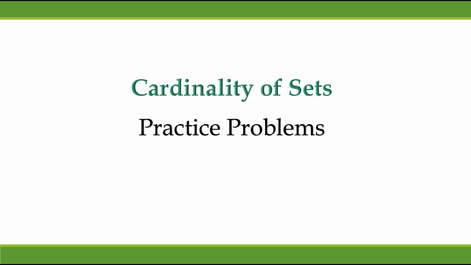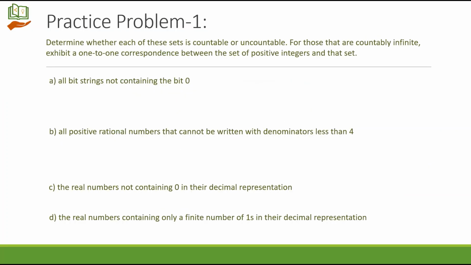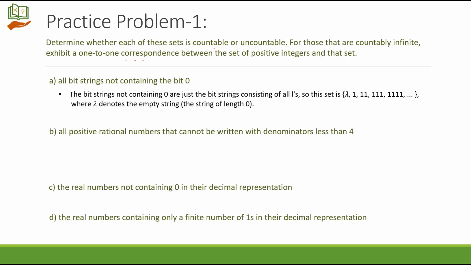Let's get into the practice problems. Determine whether each of these sets is countable or uncountable. For those that are countably infinite, exhibit a one-to-one correspondence between the set of positive integers and that set. Let's start with the first one. All bit strings not containing the bit 0. The bit strings not containing 0 are just the bit strings containing all ones.